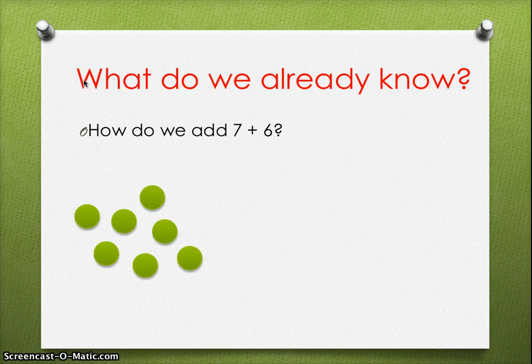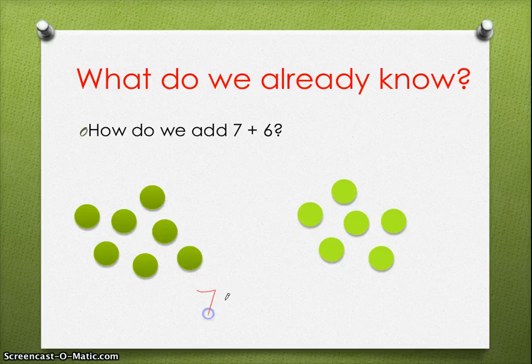So if I have 7 green circles and another 6 green circles, if I add them together, 7 plus 6, and count each of these individual circles, I'm going to get a total of 13 circles. I want to keep that in mind when I'm thinking about what addition looks like when I'm using polynomials.